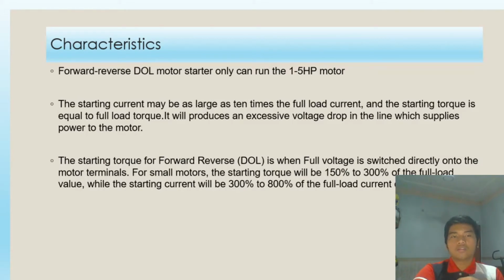The starting torque for forward reverse direct online is when full voltage is switched directly onto the motor terminals. For a small motor, the starting torque will be 150% to 300% of the full load value, while the starting current will be 300% to 800% of the full load current, or even higher.